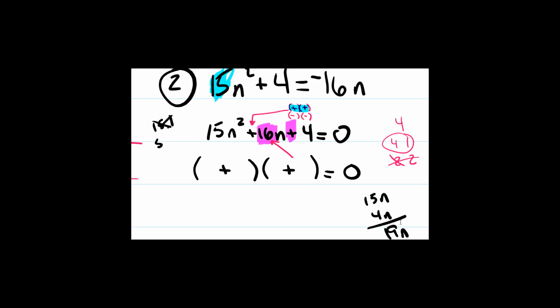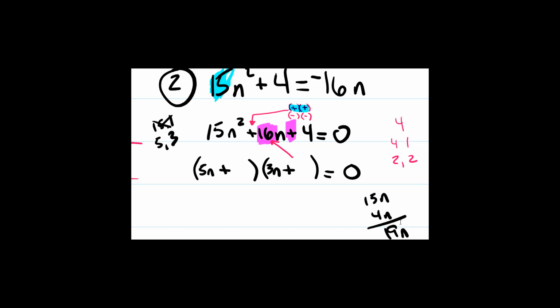So now I got to try 5 and 3. So I'm going to put a 5n here and a 3n there, because if I were to multiply 5n times 3n, that will give me 15n squared. So now I'm back to the drawing board over here with the 2's and the 4 and 1. So again, sometimes we just get lucky right off the bat, and other times it might take us a little while.